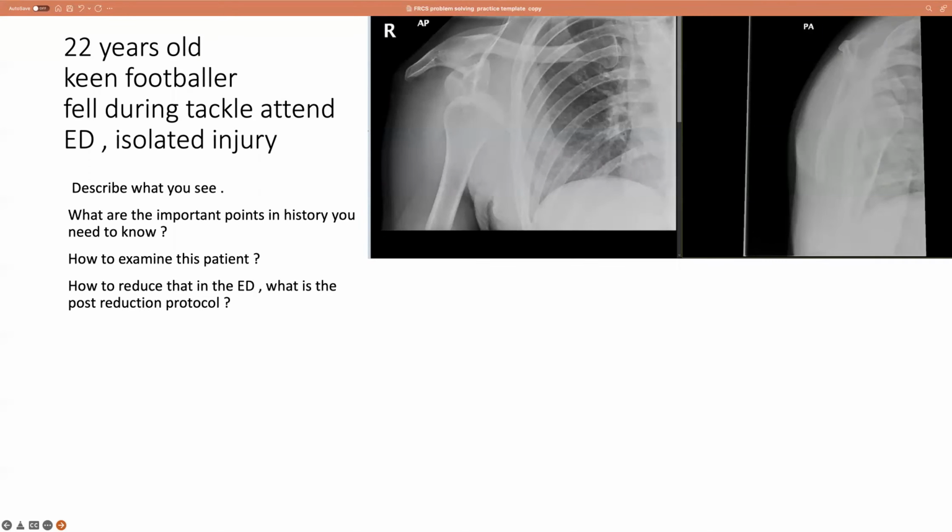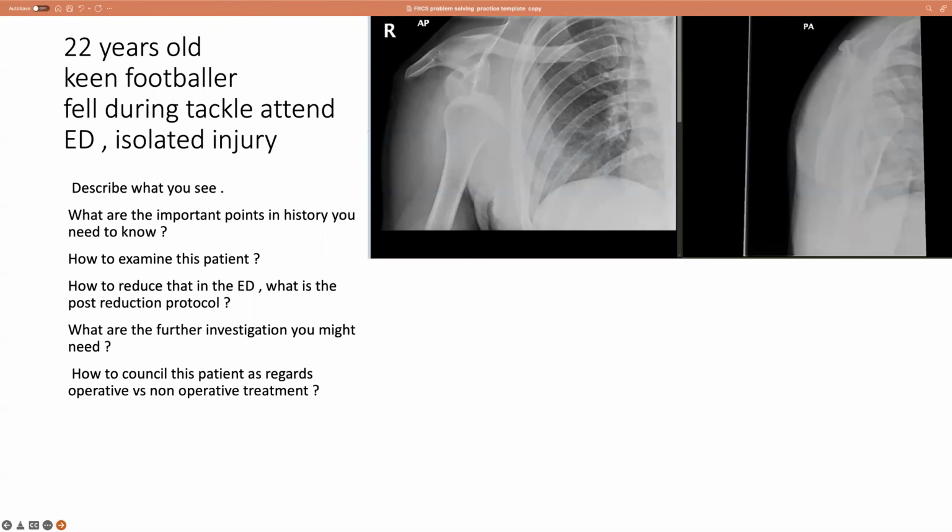How to reduce that dislocation in ED? What is the post-reduction protocol? What are further investigations you might need? How to counsel this patient as regards the operative versus non-operative treatment? What are the guidelines you follow for managing this patient?